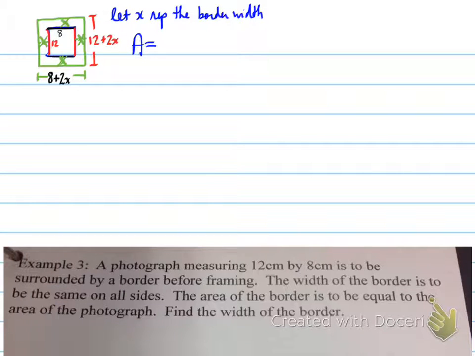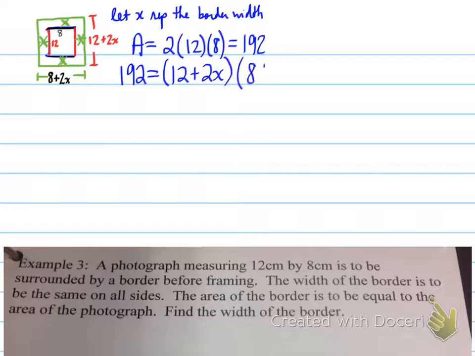And we find out that the area of the whole thing is double the area of the picture. That's what this information is about. So, double the picture. Okay, so what we have here is double the area of the picture is 192. Why we doubled the area is because, it says right here, the area of the border is to be equal to the area of the photograph. So if we double the area of the photograph, we get 192.